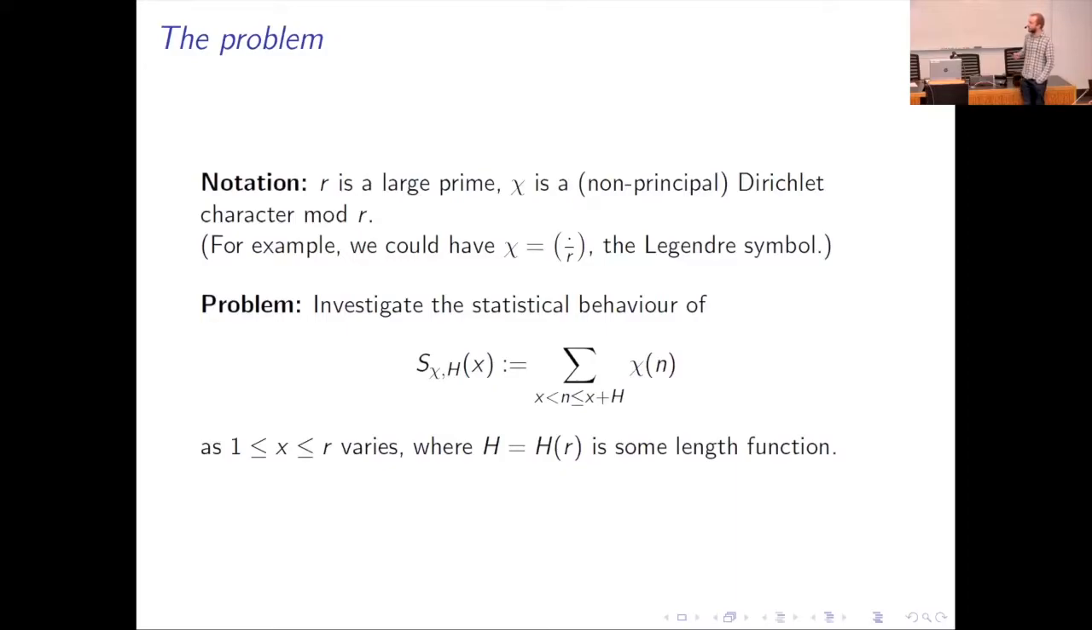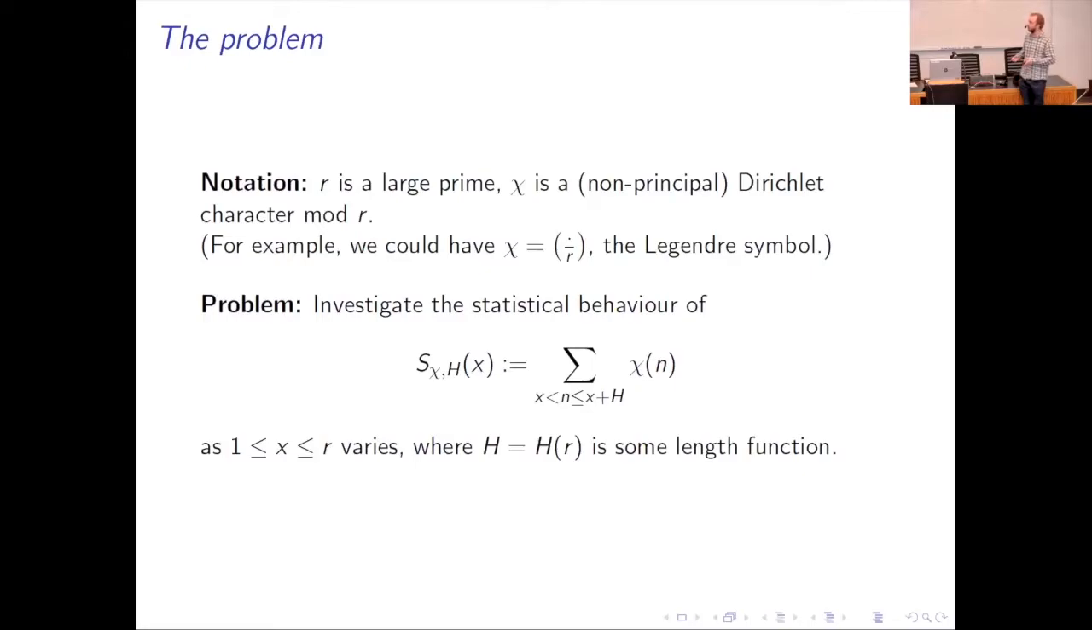And this is the particular problem I want to consider. So I want to take a character chi and a length function h, so that will depend on r. I want to look at the sum of my Dirichlet character in the interval that starts at x and is of length h. And so my notation here, S_chi,h(x), is supposed to reflect that. So for given r, chi is given, h is given, and x is the thing that's going to vary.